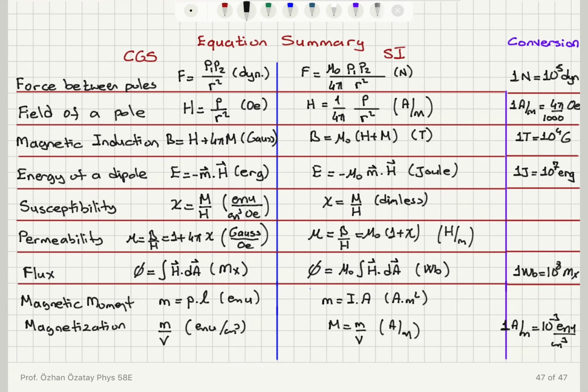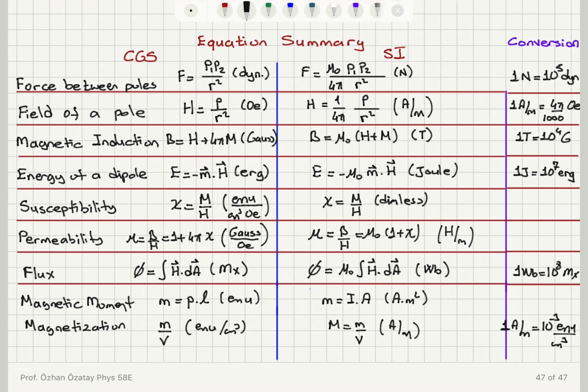And then we have done an equation summary for force between poles. We have P1, P2 over R squared. P is in unit pole strength, R is in centimeters, force is in dynes. The force is in newtons in SI, it's mu0 over 4 pi, P1, P2 over R squared. P is in ampere meter, R is in meter, mu0 is 4 pi 10 to minus 7 henry per meter. The answer comes out in newtons, and 1 newton is 10 to 5 dynes.